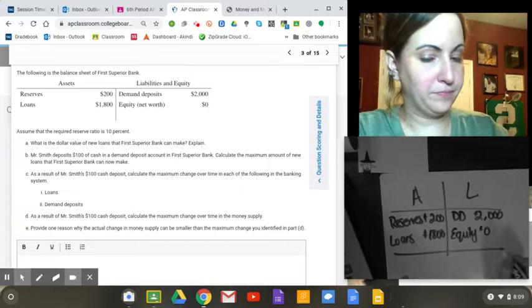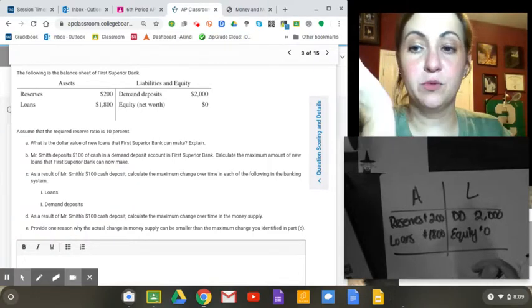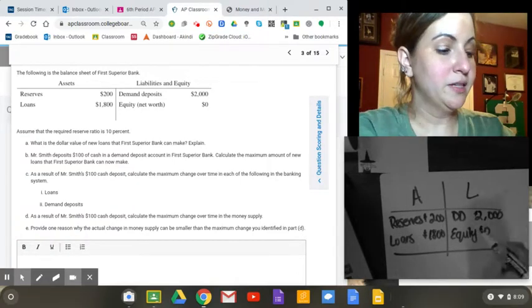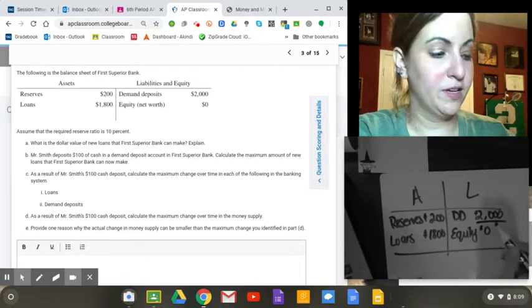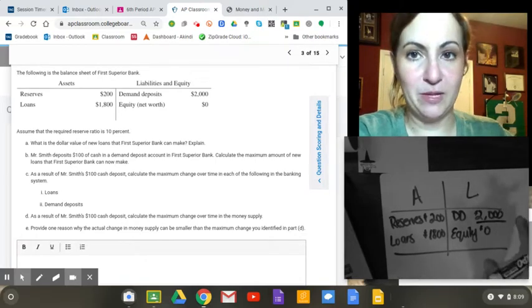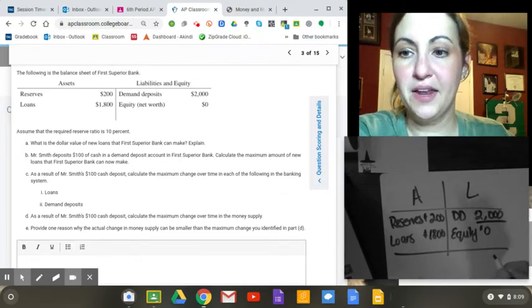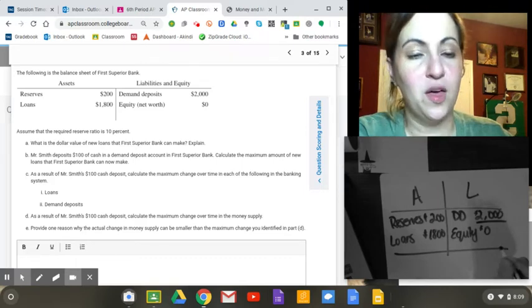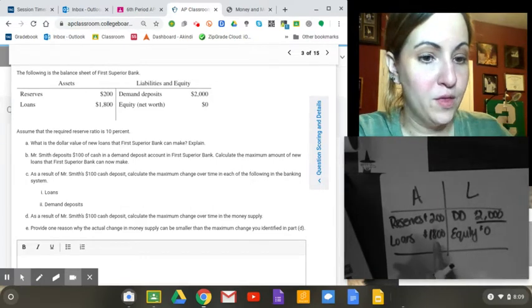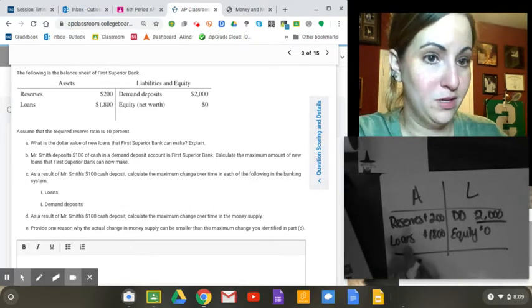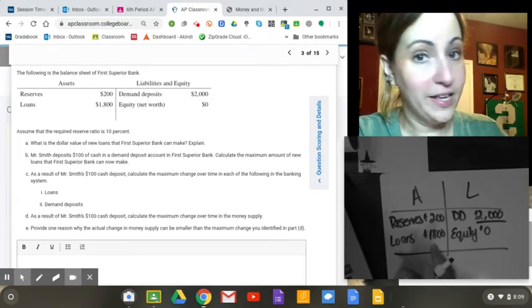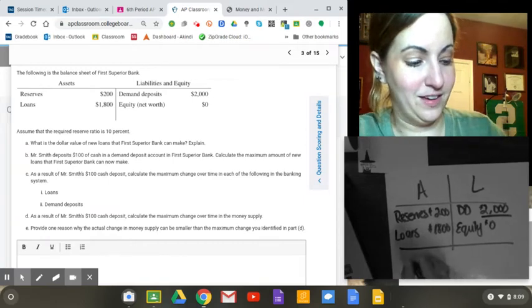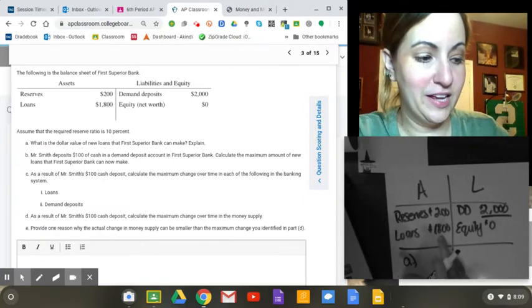Okay. And then it says, assume the reserve requirement is 10%, meaning 10% of demand deposits is in required reserves. 10% of this number has to be kept in the bank at all times. And then A, it says, what is the dollar value of new loans that this bank can make? Okay, this is already titled loans. That means this has already been loaned out. So it's not 1,800. Okay, so what's A if it's not 1,800?